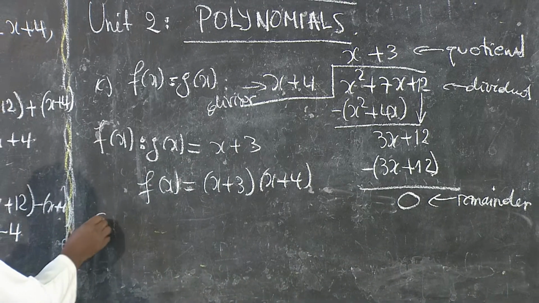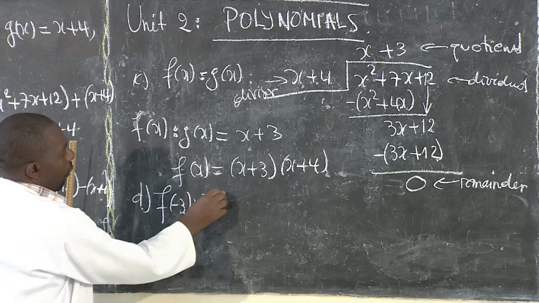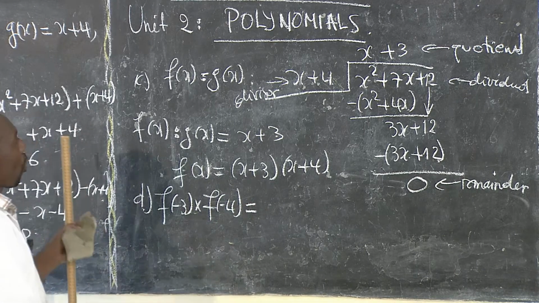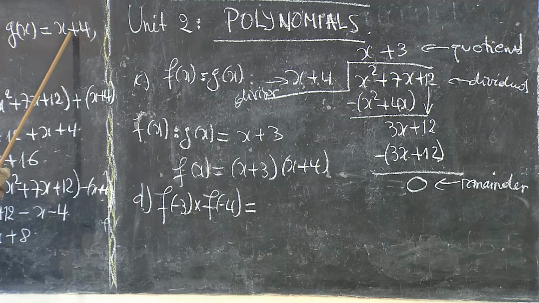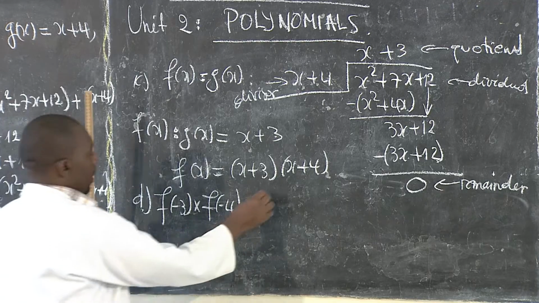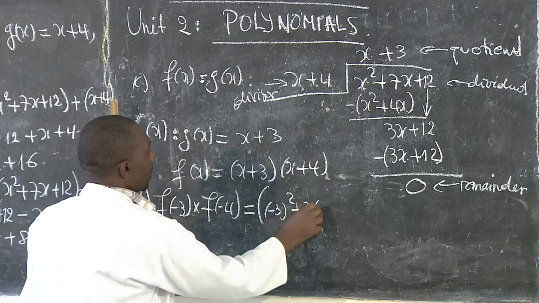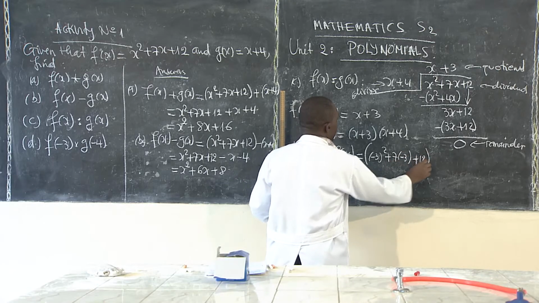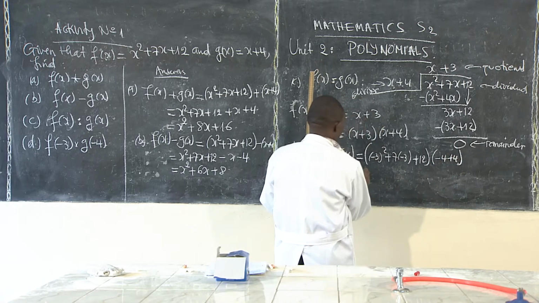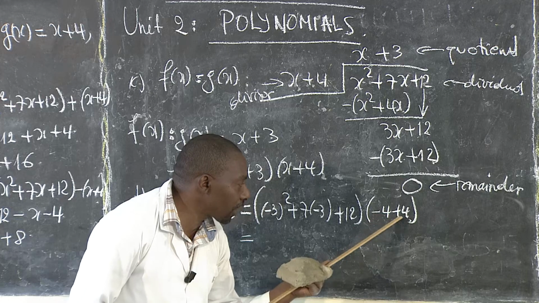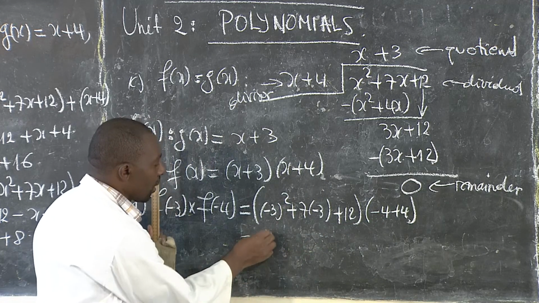Now, the last: f of minus 3 times g of minus 4 is equal to, we enter our polynomials, x will be replaced by minus 3, and here x will be replaced by minus 4. I will have minus 3 squared plus 7 times minus 3 plus 12, times minus 4 plus 4. Already, when I have minus 4 plus 4, this is equal to 0. Any quantity times 0 is equal to 0. So the result will be 0.